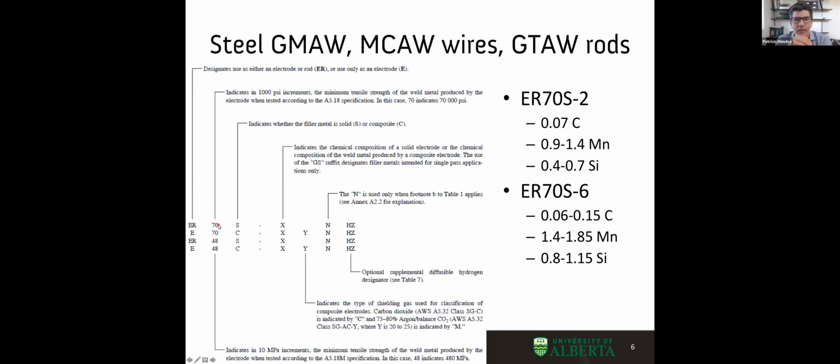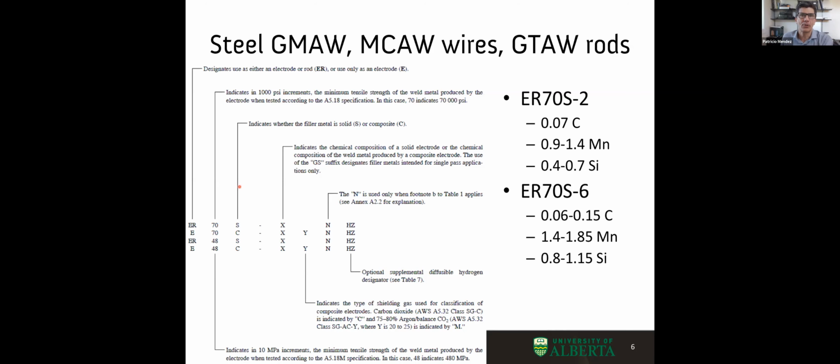The number can be 70, 80, can be 100. This number is the strength of the weld. If you do a weld using this consumable under standard conditions, this consumable will have a strength to failure of 70 KSI. Right? 80 would be 80 KSI, and so on.